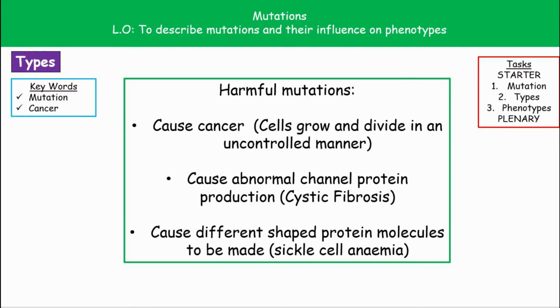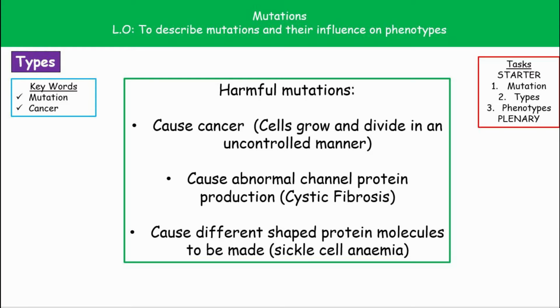If we start off with the harmful mutations first of all, which are probably the ones that your brain jumps to straight away, then the first really good example of a harmful mutation are the ones that cause cancer. Cancer is basically a condition in your body where your own body cells are growing and dividing in an uncontrolled manner, which is why it's so tricky to treat, because any of the drugs that we're using that target the cancer cells, well, they're just normal body cells. That's why we've got so many side effects with cancer treatments.